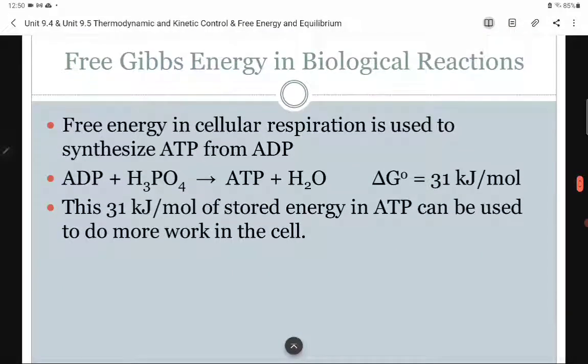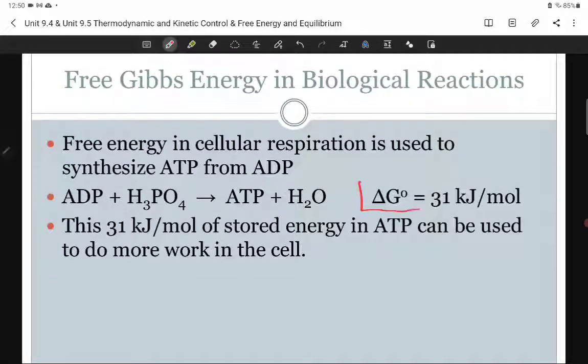Just some relationships to what we might see in other science classes. You could talk about ADP, ATP. This looks to be a reaction that's not thermodynamically favorable. 31 kilojoules of energy stored. And then I think in biology class, at least when I learned it, they called it the currency of the cell. I don't know if they still do, but then you have 31 kilojoules per mole to do whatever work needs to be done in the cell.